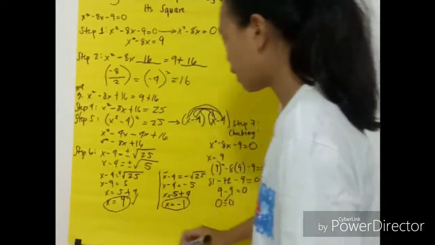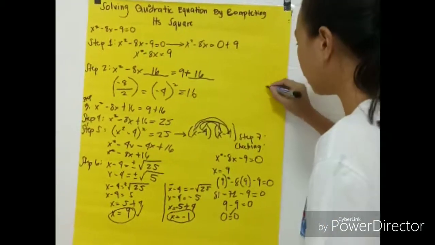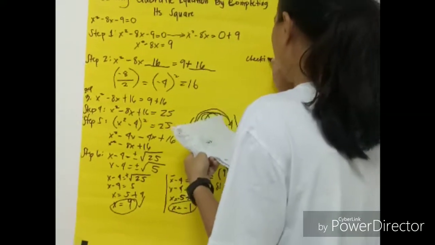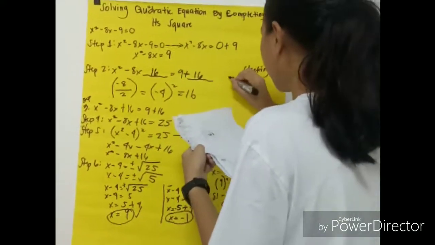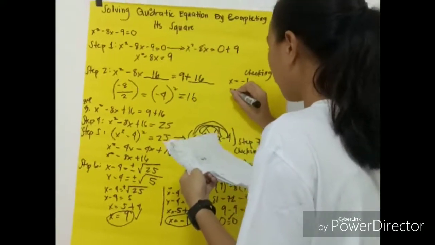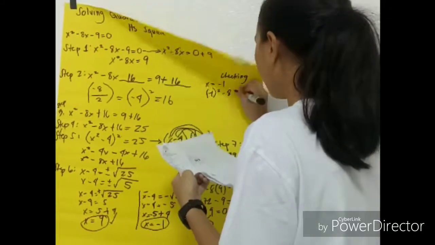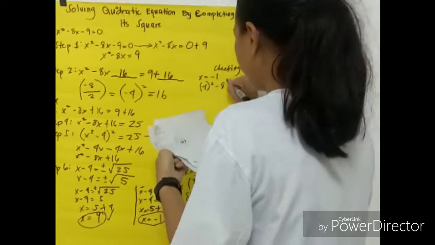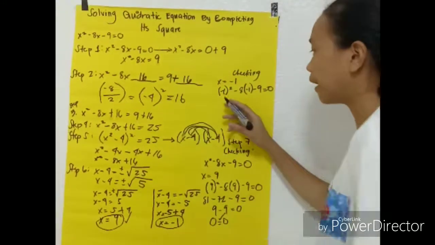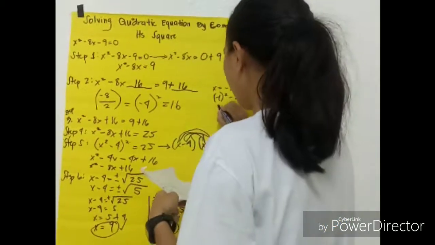Tama to siya. Ang negative 1 na lang. Dito na lang, dito. So, checking. So, x equals negative 1. Ito. So, si x na naman magiging negative 1. So, negative 1 times negative 1 equals positive 1.